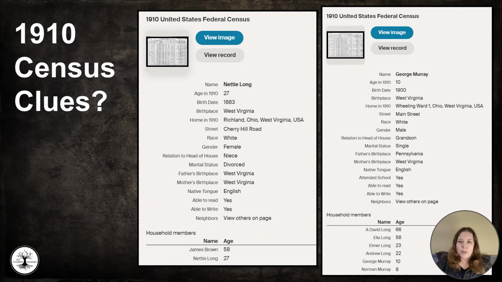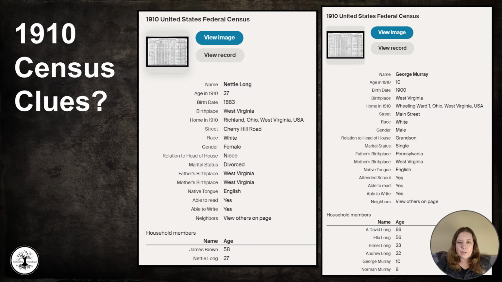So my next step is to move forward from those anchor dates because we had 1899 and 1900. Those are the anchor points where we know we have the right guy. You can't just skip to the beginning or skip to the end because then how do you know you have the right George Murray? That's a common name. Could be anybody. So you've got to just inch forward and inch backwards. So here I'm going forward to the 1910 census.